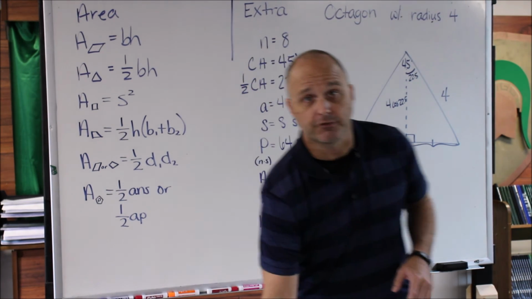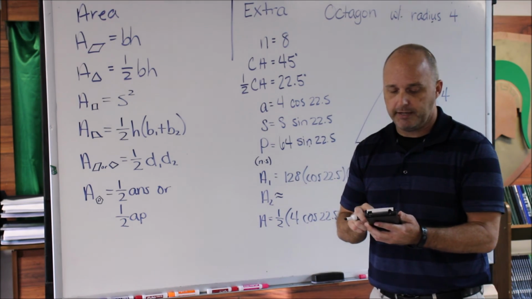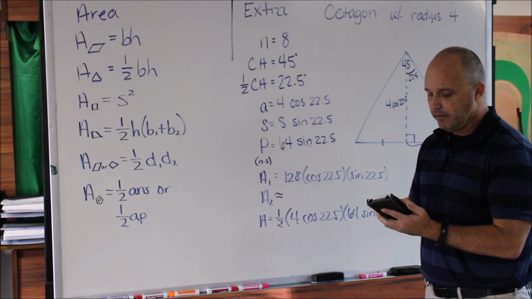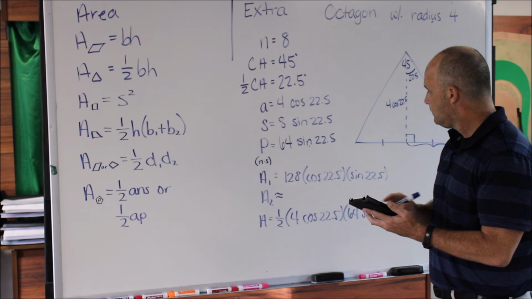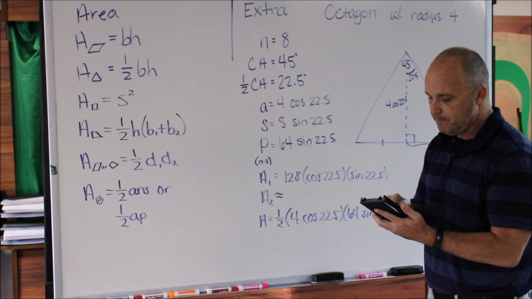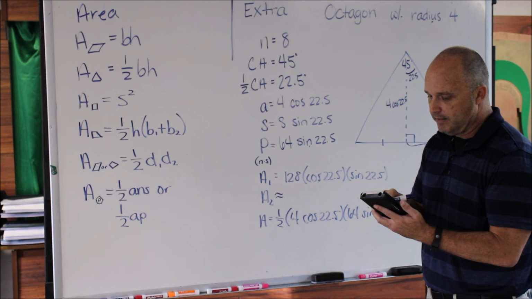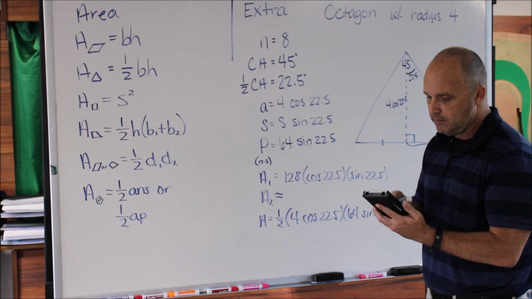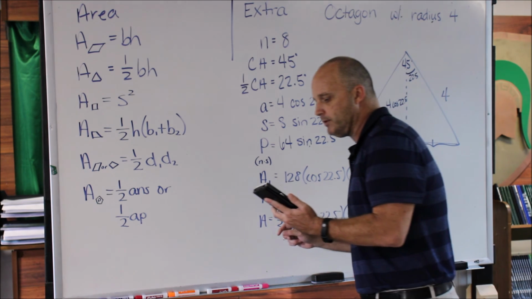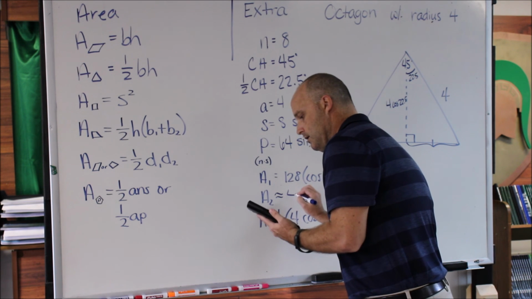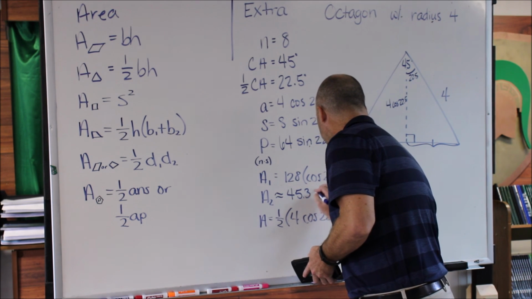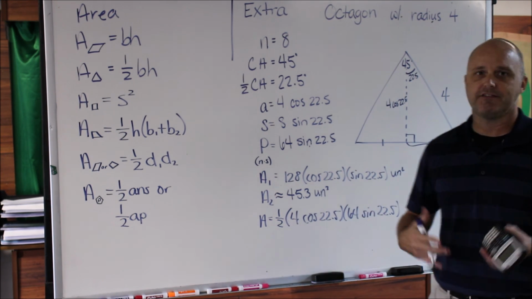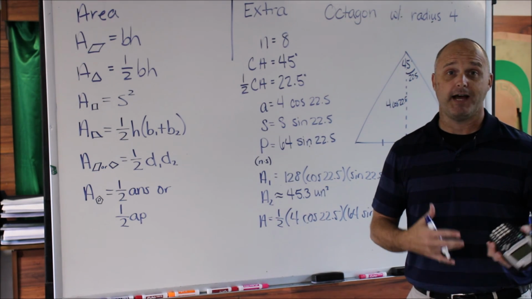This is the most accurate answer possible because nothing has been done to approximate yet. So now I'm going to take this into the calculator and go 128 times the cosine of 22.5 times the sine of 22.5, and that's going to give me 45.25, so approximately 45.3 units squared. And I'll put units squared over here as well. And you can see this is how you're going to work out a problem in which you have trig involved.